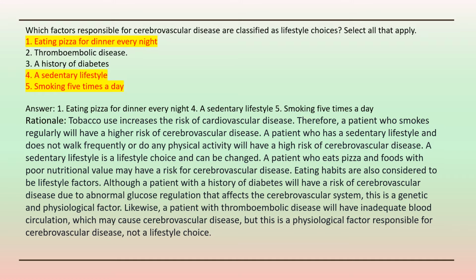A patient who eats pizza and foods with poor nutritional value may have a risk for cerebrovascular disease. Eating habits are also considered to be lifestyle factors. Although a patient with a history of diabetes will have a risk of cerebrovascular disease due to abnormal glucose regulation that affects the cerebrovascular system, this is a genetic and physiological factor. Likewise, a patient with thromboembolic disease will have inadequate blood circulation, which may cause cerebrovascular disease. But this is a physiological factor responsible for cerebrovascular disease, not a lifestyle choice.